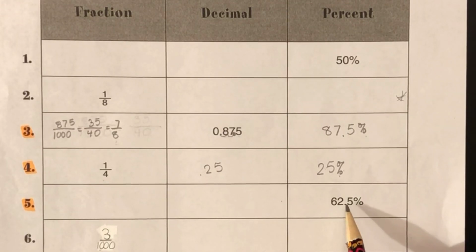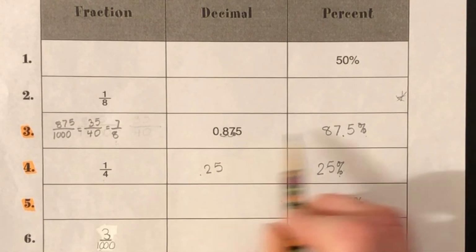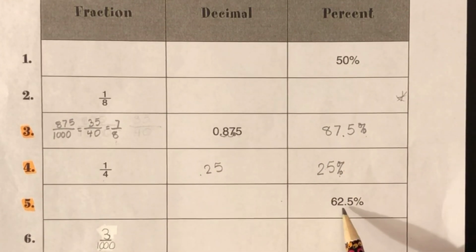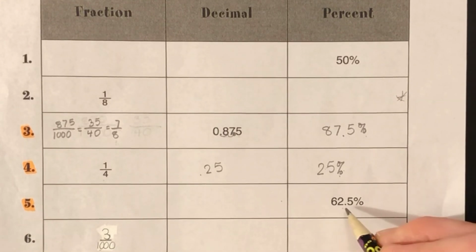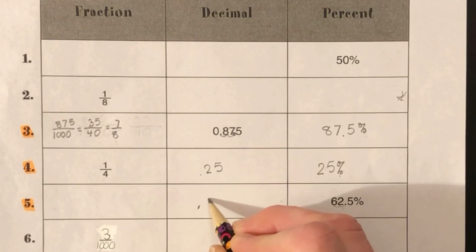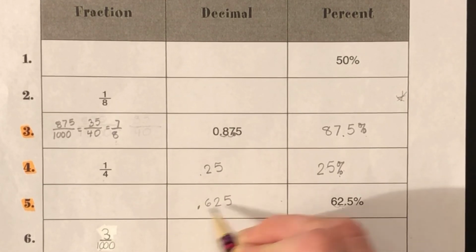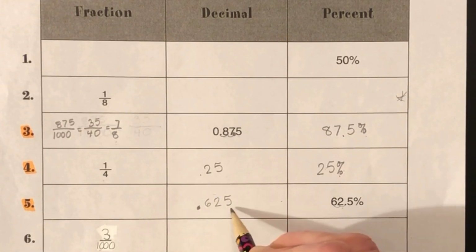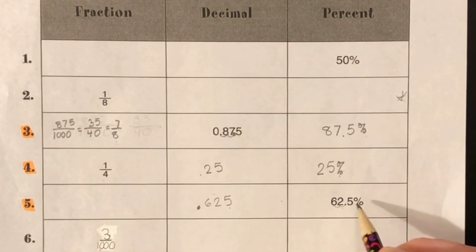Finally, this one, 62.5%. Well, if you move it 2 places to the right to go to percent, then you move it 2 places to the left to go from percent to decimal. So you're going to have 0.625. It's 62 hundredths and 5 thousandths.